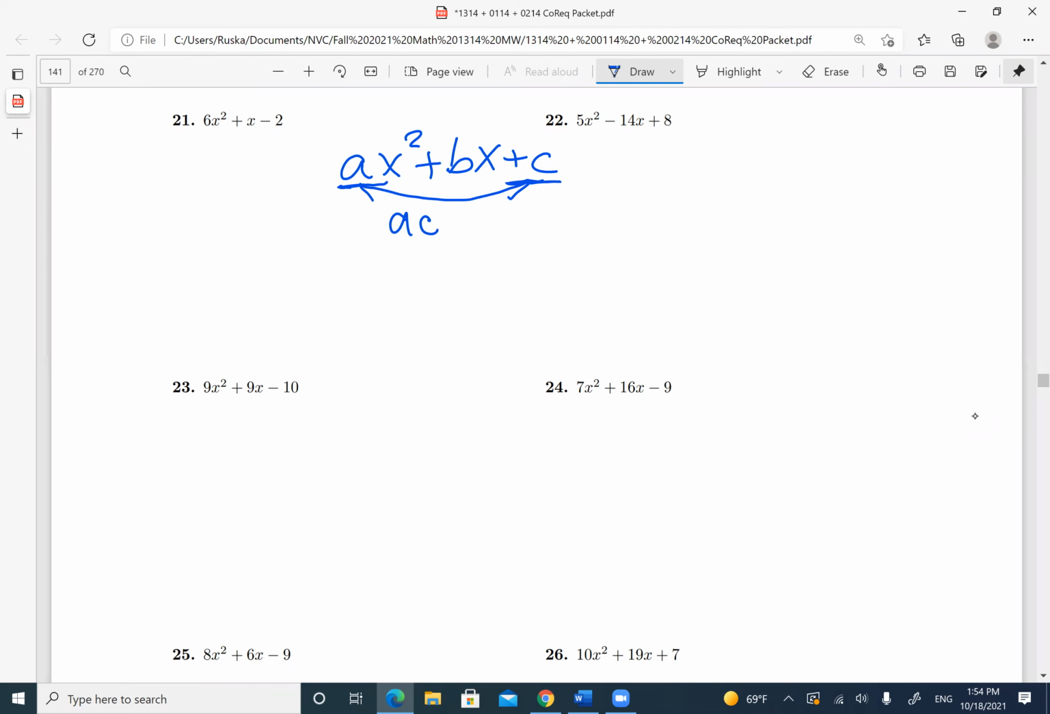Now, there are different methods from here. The AC by grouping, AC shortcut, different methods. So let me know which one, or trial and error method, which one you know, how you know to factor this. Somebody know how to factor this? Let's say 21, 22, doesn't matter. Let's do 21. Do you guys know how to factor 21?